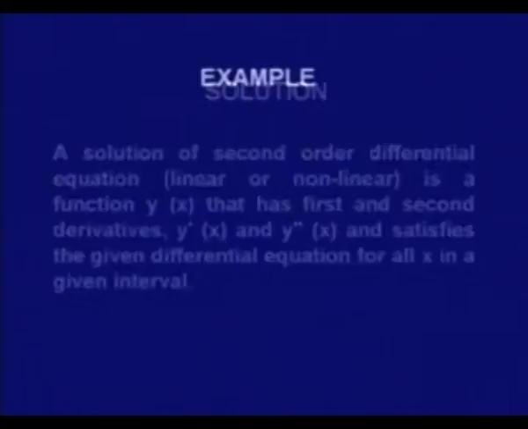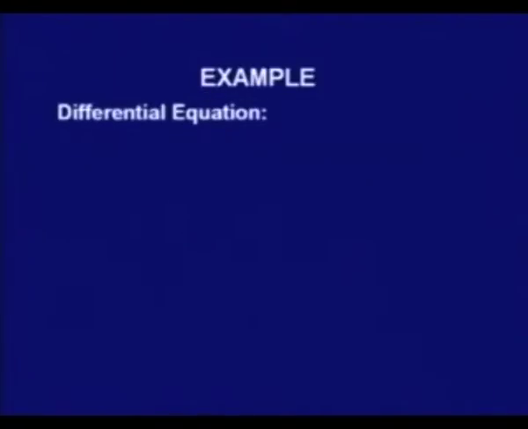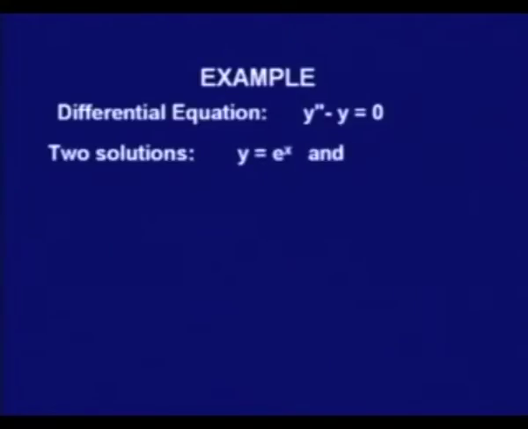Let us see one example. Let us take a differential equation y double dash minus y is equal to 0. This is a second order equation. We can see that e to the power x and e to the power minus x are two solutions of this equation. Why would they be solutions? If I substitute y, y dash and y double dash in this equation, they should satisfy the equation. So, let us see it one by one.